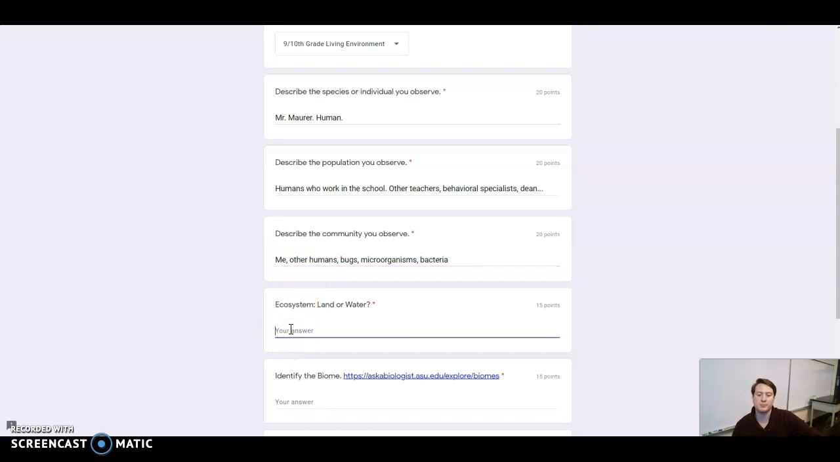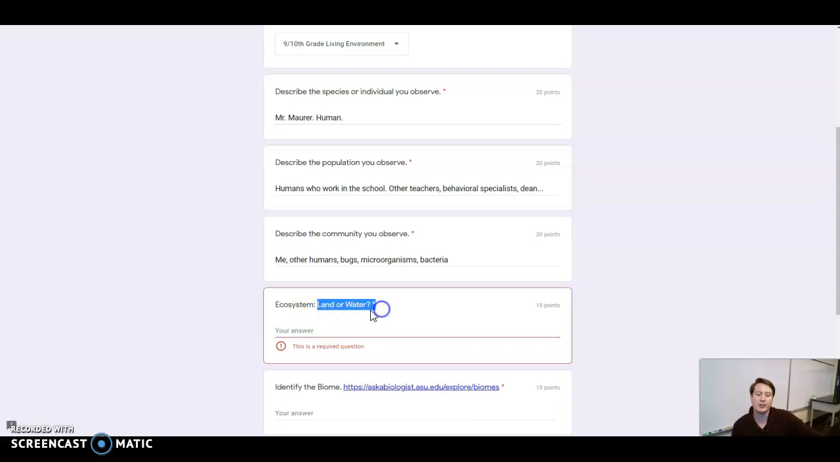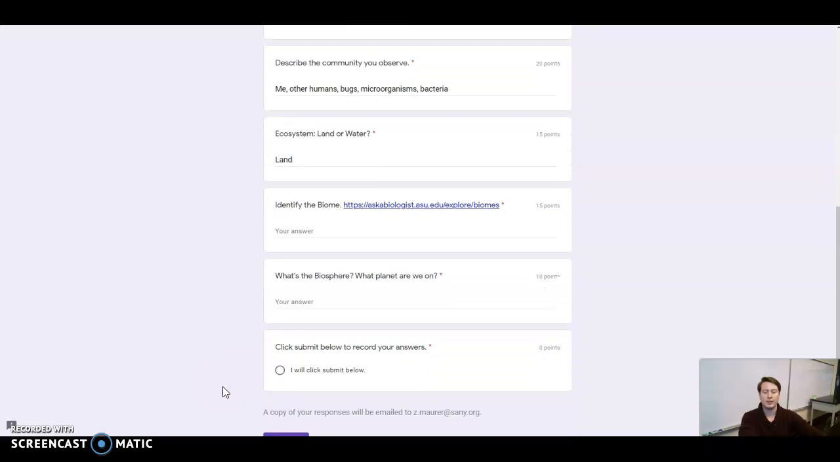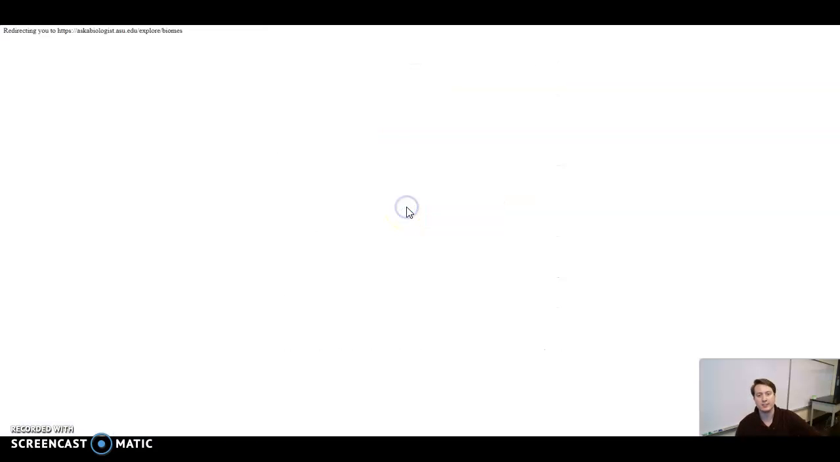I'm going to keep this simple. I'm just going to ask you either land or water. And of course, the school, my ecosystem that I'm describing, is on land. In identifying the biome, I'm going to ask you to click on this link, and should it load, it's going to list examples of different biomes.